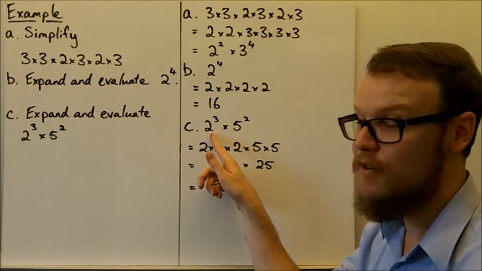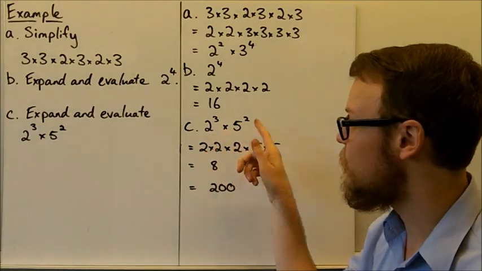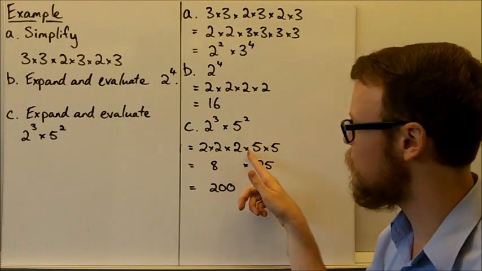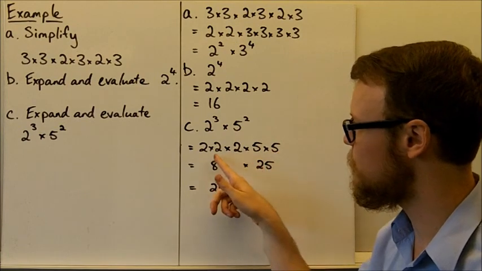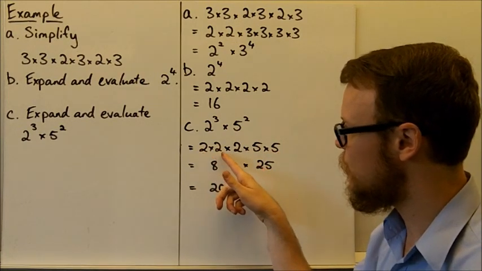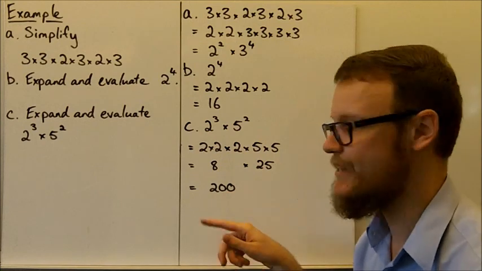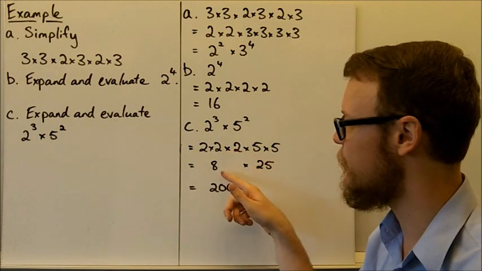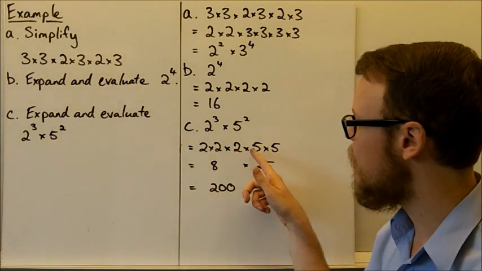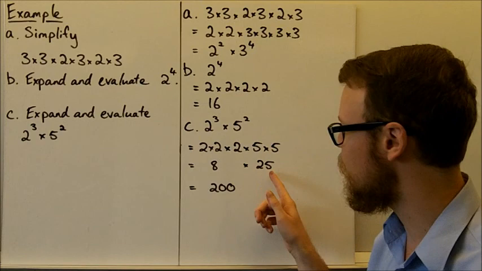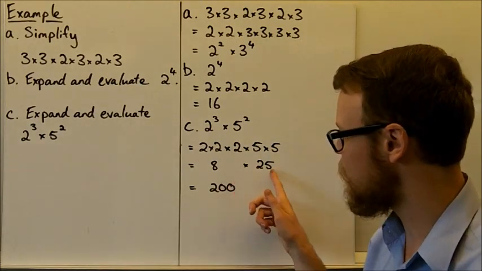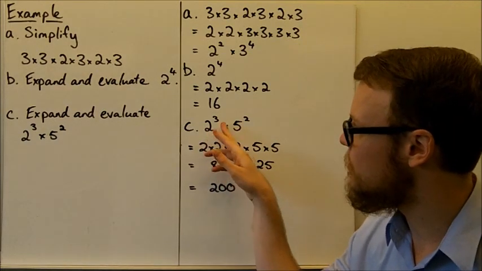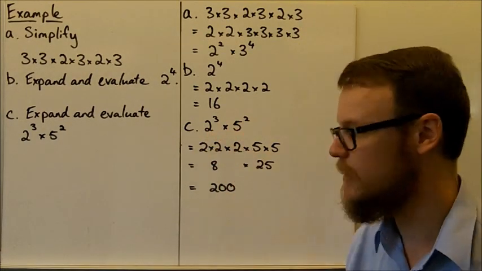Lastly, if we're going to expand and evaluate 2 to the power of 3 times 5 to the power of 2, 2 to the power of 3 is the same as 2 times 2 times 2, and 5 to the power of 2 is the same as 5 times 5, so I've multiplied those two together. 2 times 2 is 4, times 2 is 8, so I've done the 8 first. 2 to the power of 3, evaluated that first, and then evaluating 5 to the power of 2, 5 times 5, that's 25. 8 lots of 25, or 8 times 25, is 200. So our evaluation of 2 to the power of 3 times 5 to the power of 2 is 200.